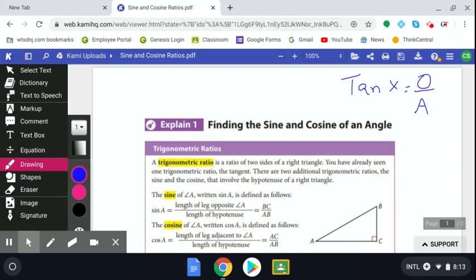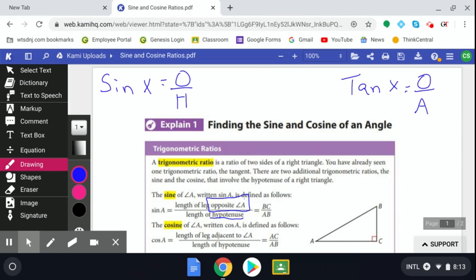Okay, so you already know that when you have a trig ratio, you're always going to have the ratio of two sides of a right triangle. And the sine ratio is going to be equal to the opposite side to the angle over the hypotenuse. So as you can see here, it's going to be equal to the side opposite to angle A over the hypotenuse. So I can say that sine of any angle is always going to be equal to the opposite side over the hypotenuse, okay? So sine is opposite over hypotenuse.